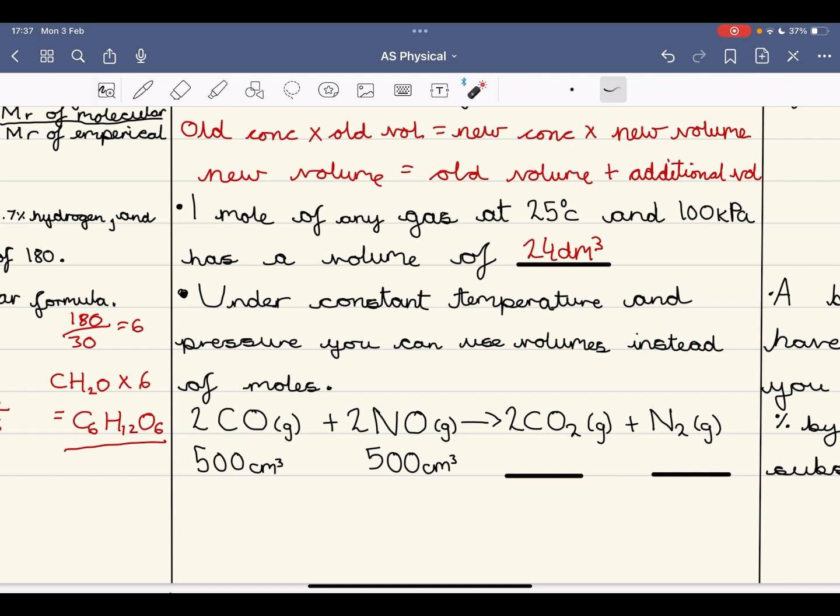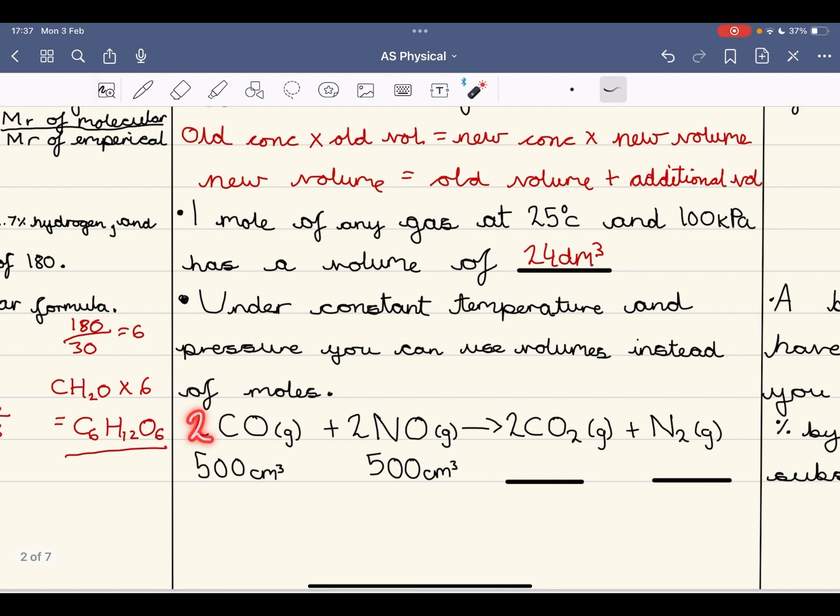So here we have 2, 2, and 2 for these reactants and products. So that means that the volume of this will be the same as the volume here. So then this is 500 centimeters cubed, and then this is a 2 to 1 ratio. So then we do 500 divided by 2 and we get 250 centimeters cubed for this.